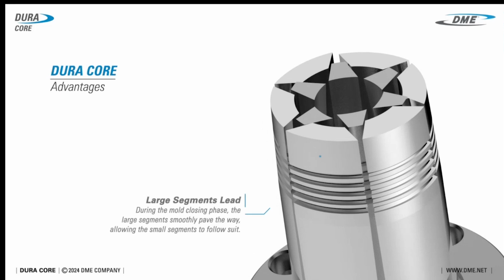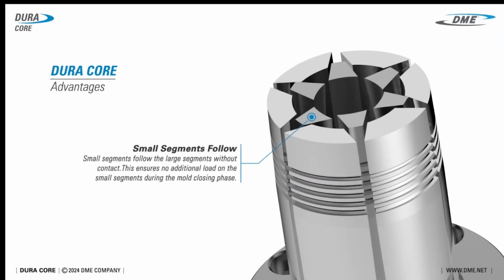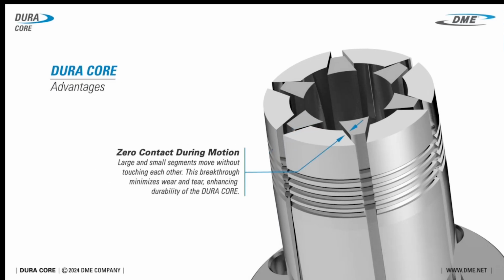DuraCore advantages. During the mold closing phase, the large segments smoothly pave the way, allowing the small segments to follow suit. Small segments follow the large segments without contact. This ensures no additional load on the small segments during the mold closing phase. Large and small segments move without touching each other. This breakthrough minimizes wear and tear, enhancing durability of the DuraCore.